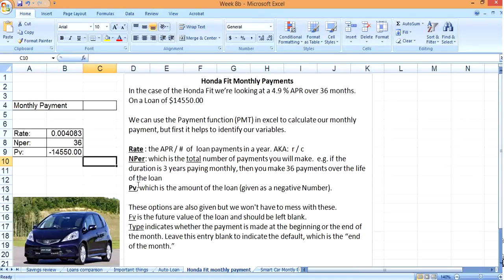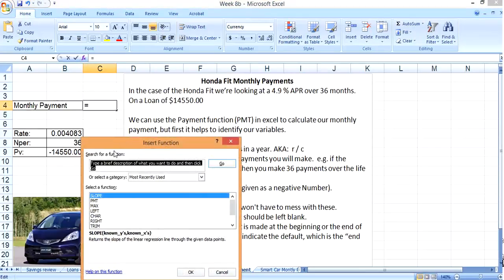Now, these are the three features that we're going to be interested in. I have these options down here. These will also be in the payment function, but we're going to ignore those. So we want to figure out what the payment is for the Honda Fit. We can insert the payment function. So I'm going to go right here to the little insert function button.